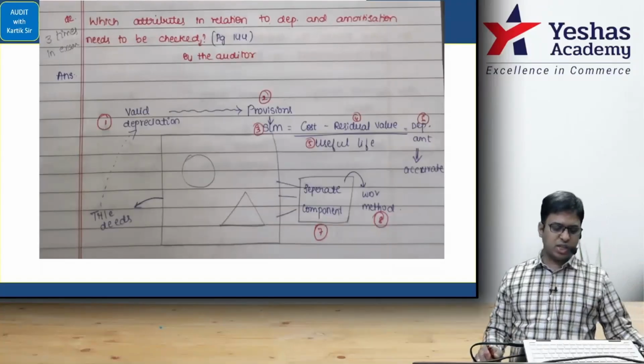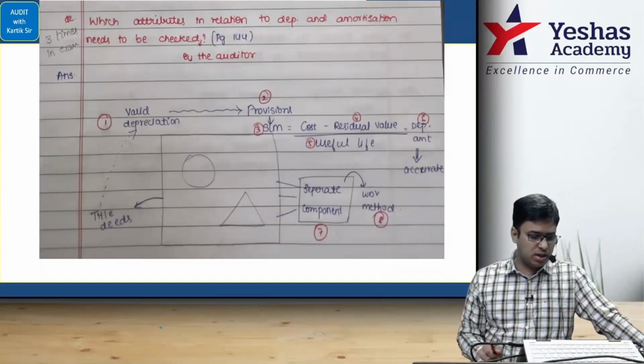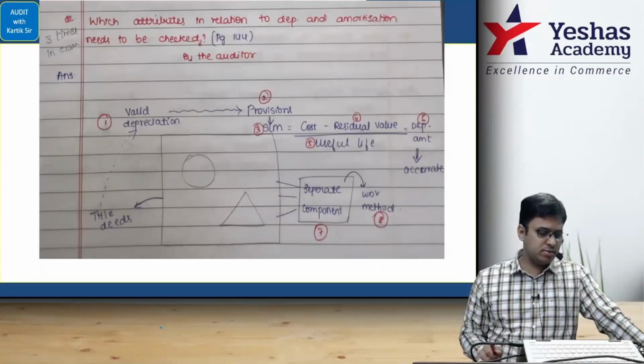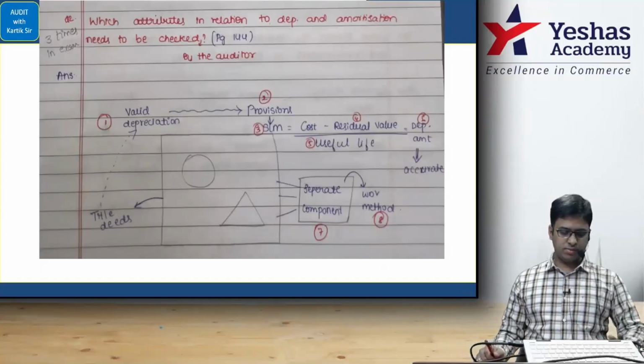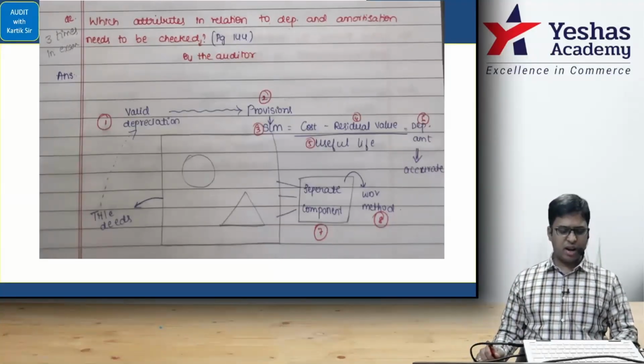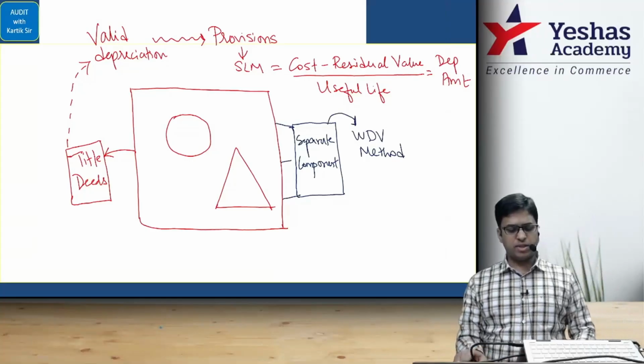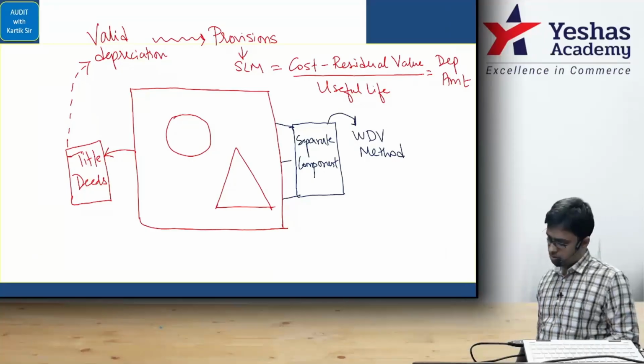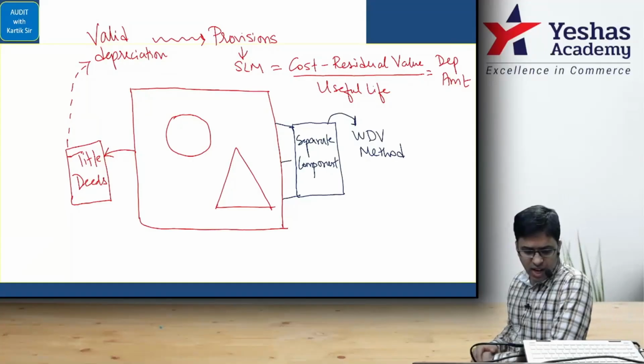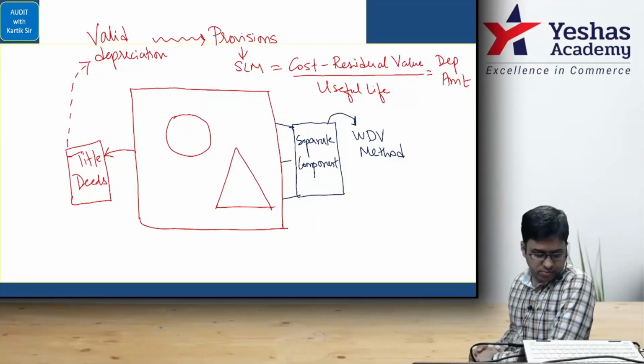Which attributes in relation to depreciation and amortization could be checked by the auditor?